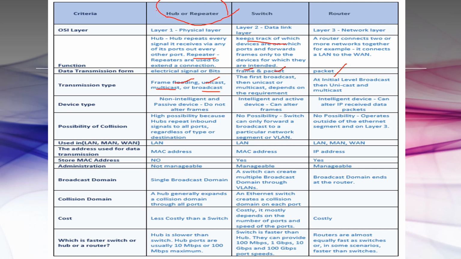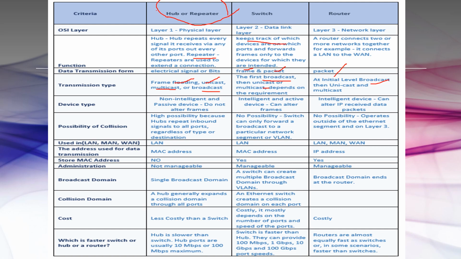And the switch, because the MAC table is empty at the initial connection of the devices, first it broadcasts, then depending upon the message, it either unicasts or multicasts. The same thing a router can do. Initially it broadcasts and later it does unicast or multicast based upon the requirement.